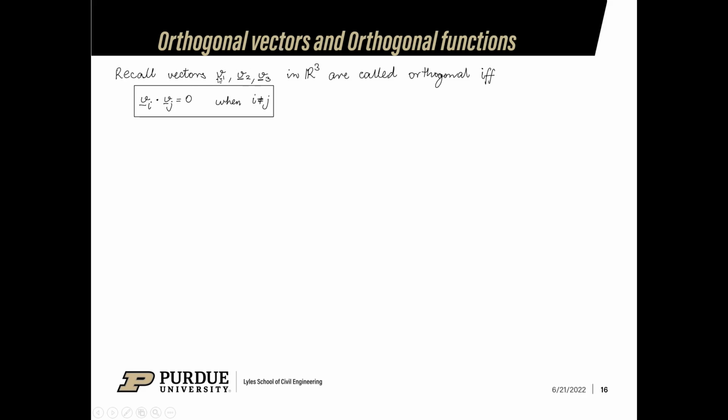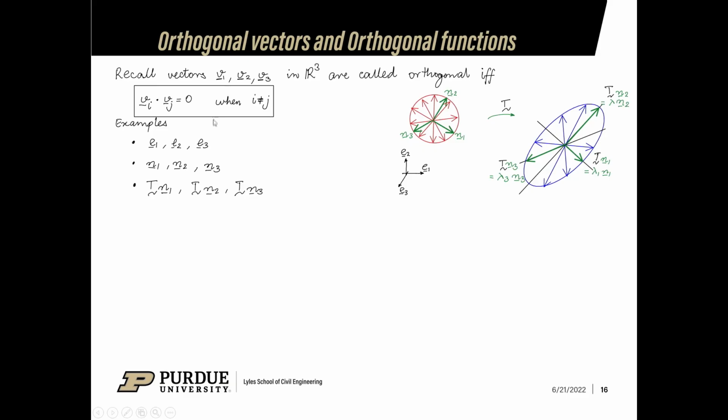If we have, for example, let's say three vectors in three-dimensional space, v1, v2, v3, then we call them orthogonal if the dot product between any two vectors is 0. A simple example of such vectors are e1, e2, e3. Our basis vectors e1, e2, e3 are orthogonal to each other. Similarly, n1, n2, n3, if you may recall back from chapter 1 when we discussed tensors, were orthogonal eigenvectors for a tensor.